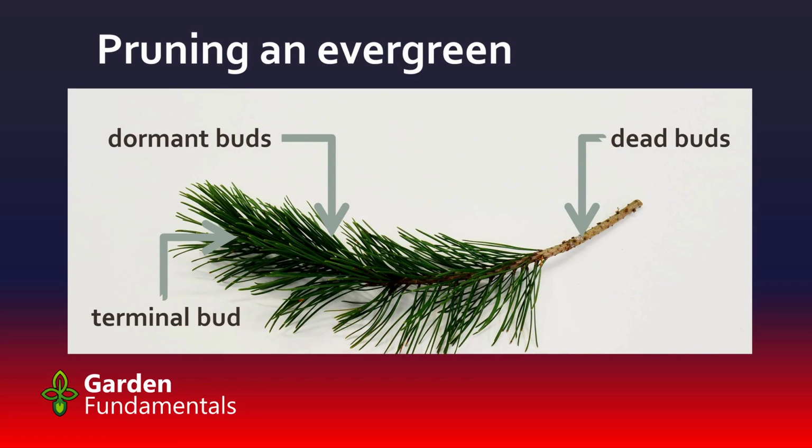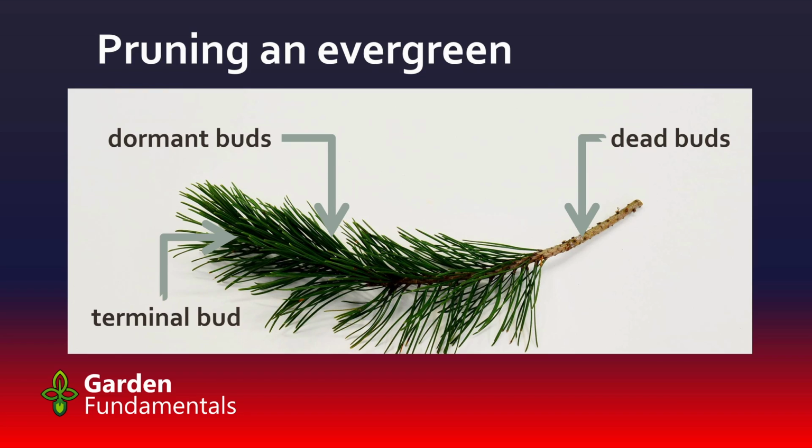So we're almost done here. We want to go over some evergreens. So evergreens work a little differently. So here's a pine branch. We have the terminal bud, just like the other ones. And there are buds along this stem. They're dormant buds. A dormant bud is one that can grow, but probably won't grow. So as long as the terminal bud stays healthy, it will continue growing and this branch will get longer and longer. And the dormant buds won't do anything.